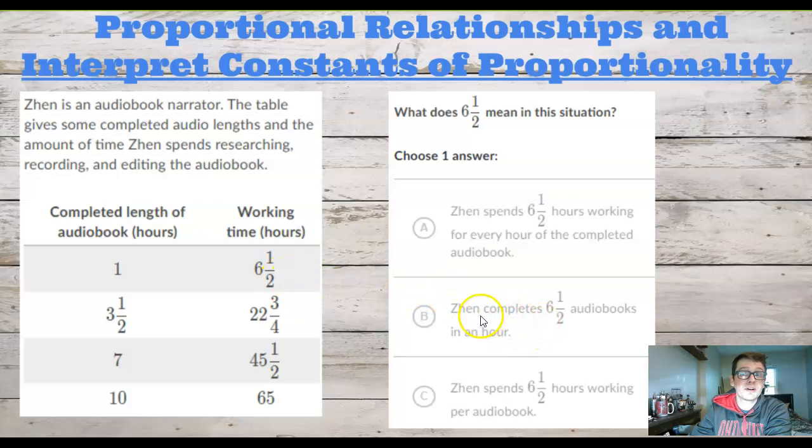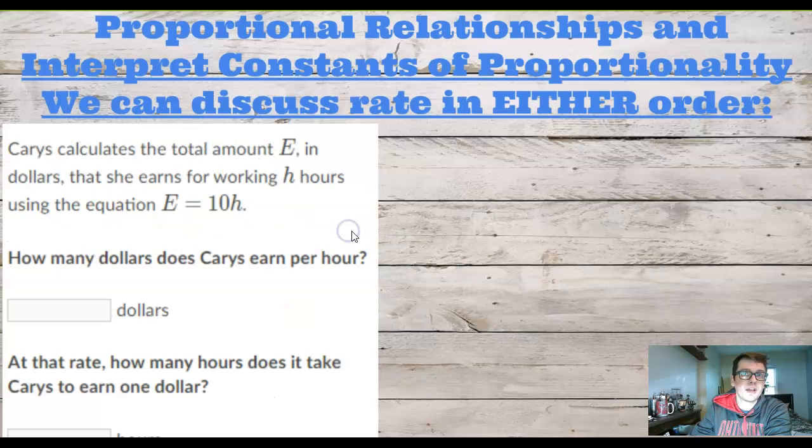The trap answer is then complete 6.5 audiobooks in an hour. That'd be like reading it backwards, right? So be careful. They're going to try to trap you in this backward situation, which leads us to this.